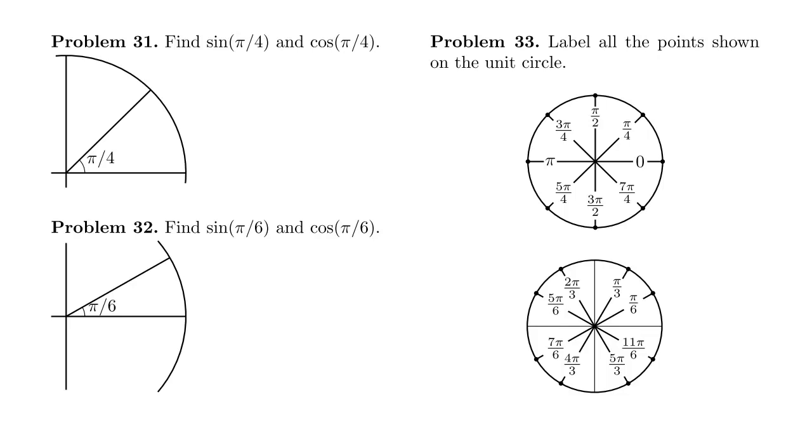Now that we know the overall shape of the graphs for sine and cosine, let's find some more exact values of points on these functions. Problem 31 asks us to find sine of pi by 4 and cos of pi by 4. Here we have a graph of the unit circle and an angle of pi by 4, which is 45 degrees, drawn from the x-axis. The point at the end of this radius is the point cos of pi by 4, sine of pi by 4.